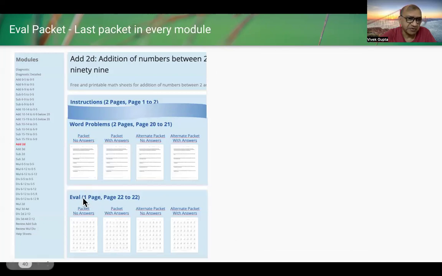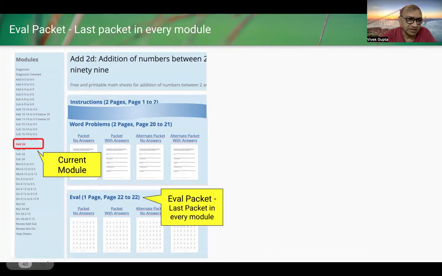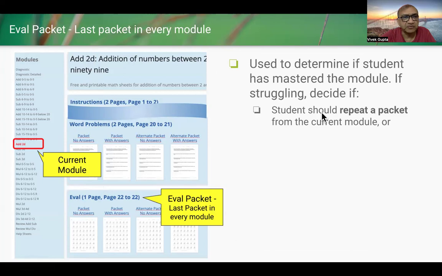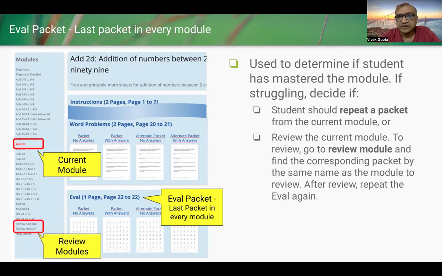The last packet in every module, we talked about, is always the eval packet. So in the red, this is the current module, add 2D, and this is the eval. It's used to determine that you've understood the whole module. This is where you would make the decision to move to the next module or not, or have the student repeat a packet from the current module. If the student is struggling with some of the concepts of the whole module, then you might have them repeat some of the packets again. Or you may do a review packet, which I talked about before, to review the current module.